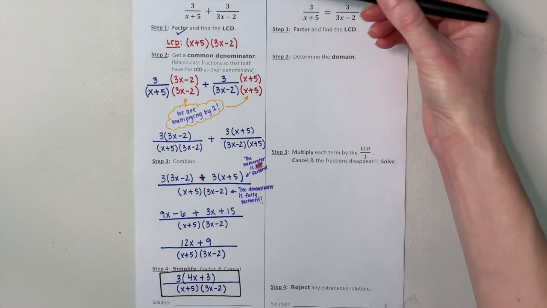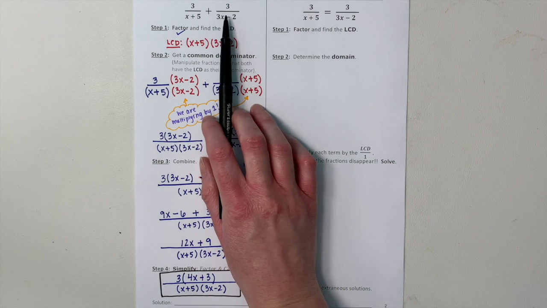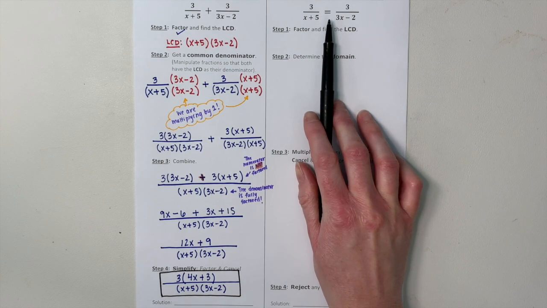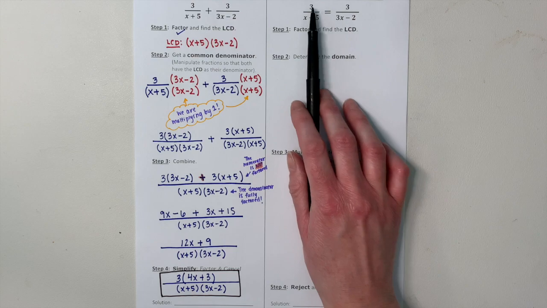So this was all review. This was an example of how we add or subtract rational expressions. Now we're going to move on to how to solve rational equations. Again, you'll know that you have a rational equation because you'll have an equal sign, and you'll have rational, or in other words, fractional expressions like we see here.